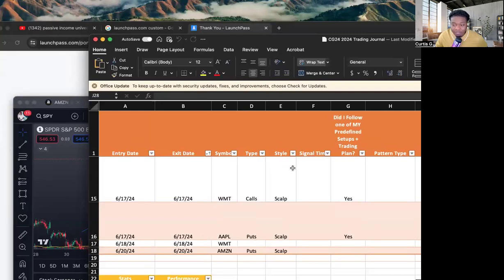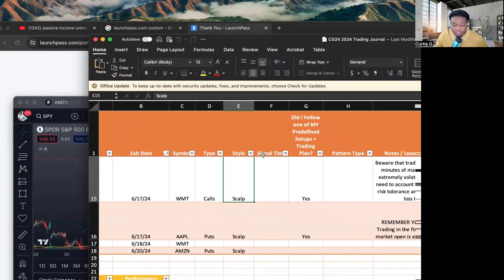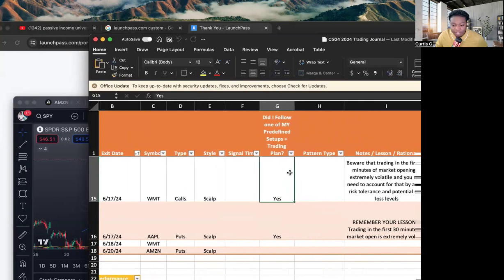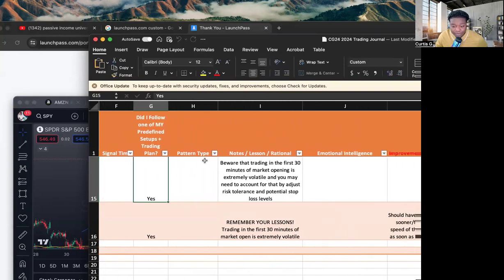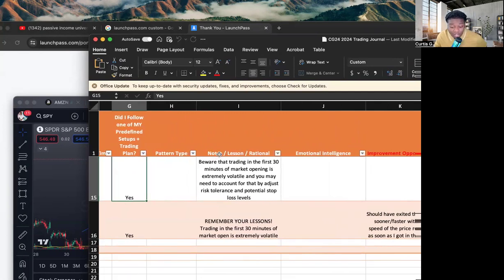What was the style? What was the signal time, if I used a specific signal time? Did I stick to my predefined setup and trading plan? What was the pattern type? And then I also have a column here for my notes, my lesson, and my rationale.